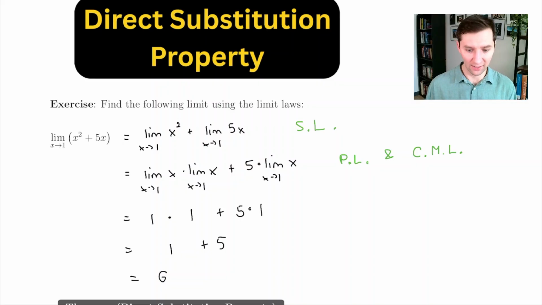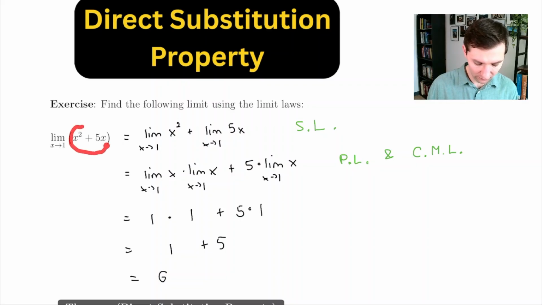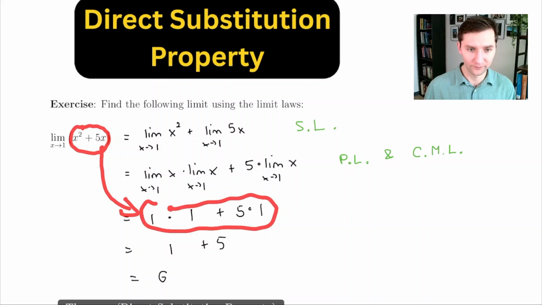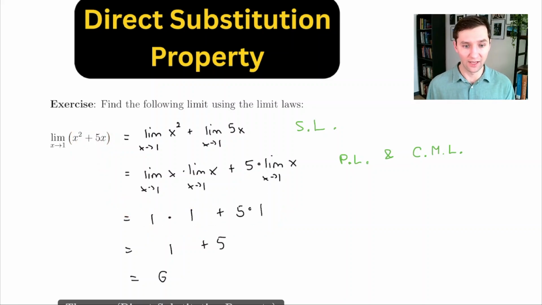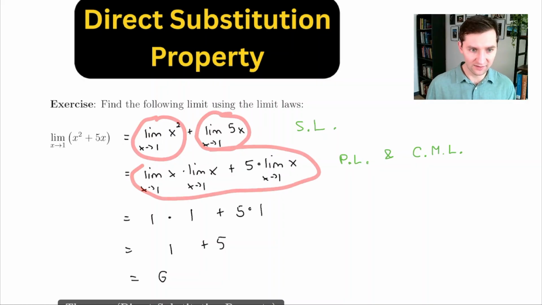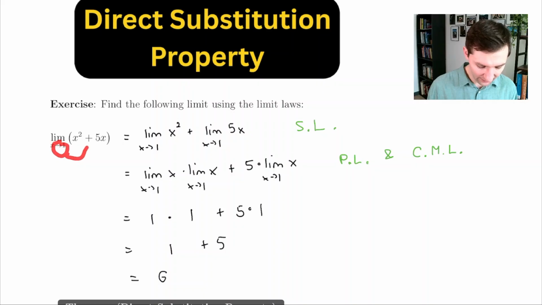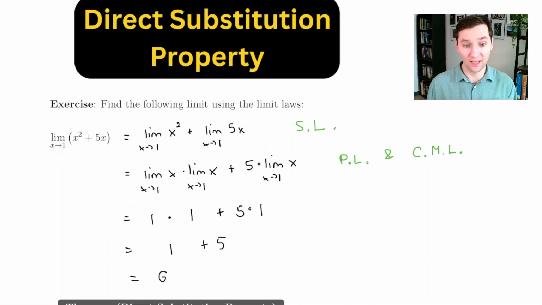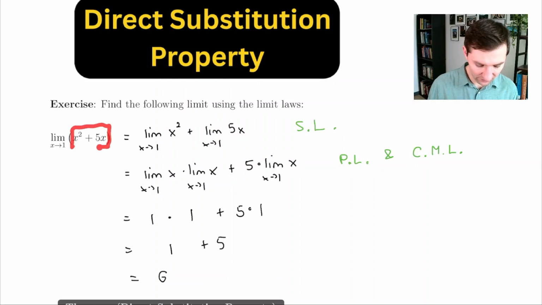What I want to point out is that if you had plugged in 1 to this expression, you would have obtained 1 times 1 plus 5 times 1. So people realized that thanks to limit laws, instead of writing all that work here, you can simply take 1 and plug it into the expression and obtain the same result. That property is called the direct substitution property of this function.